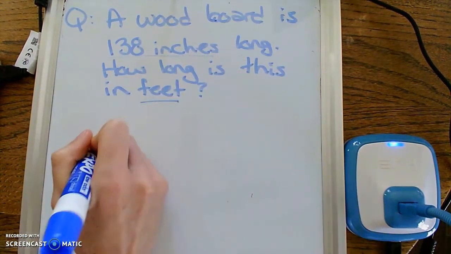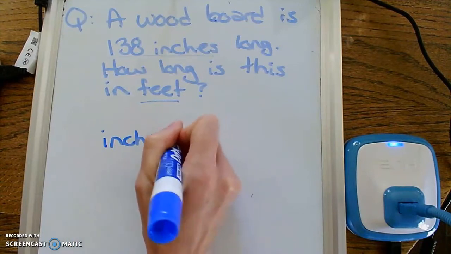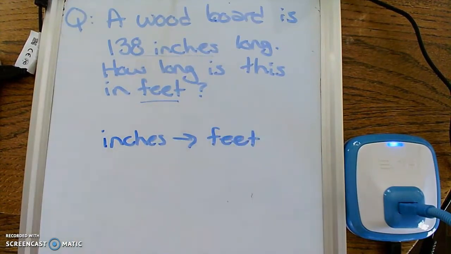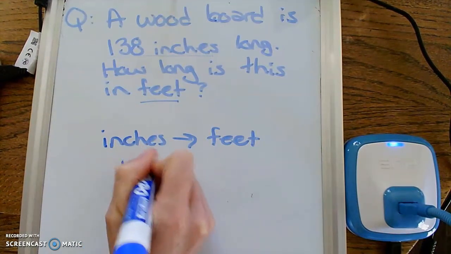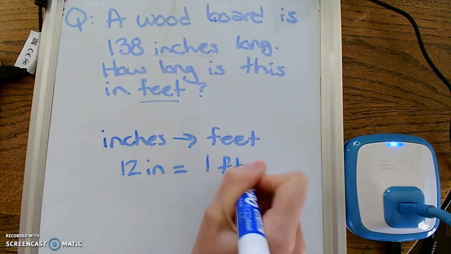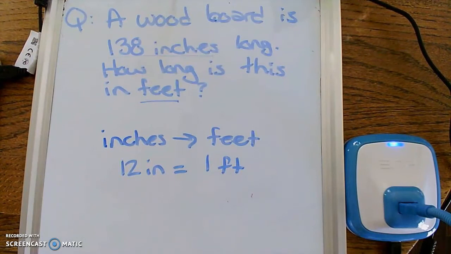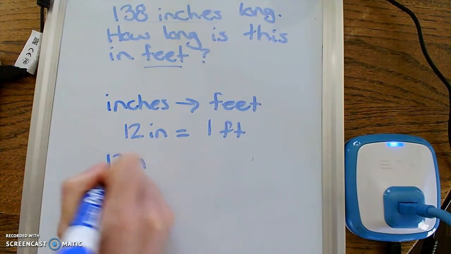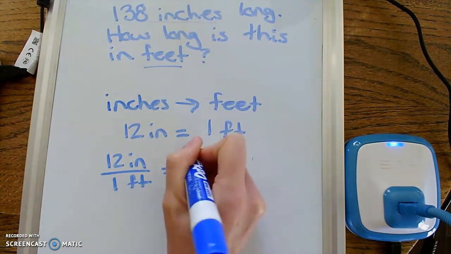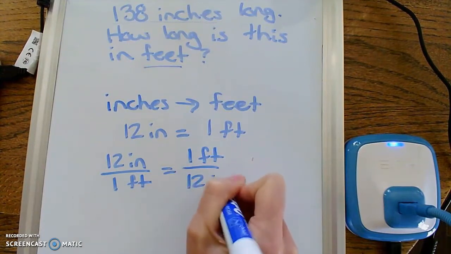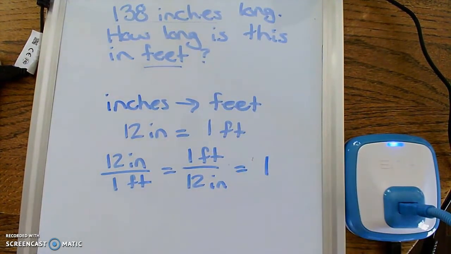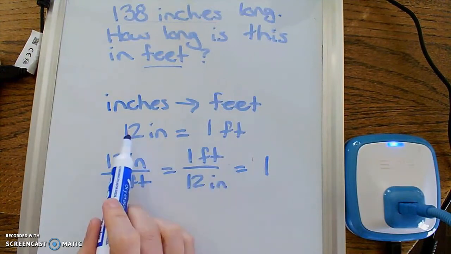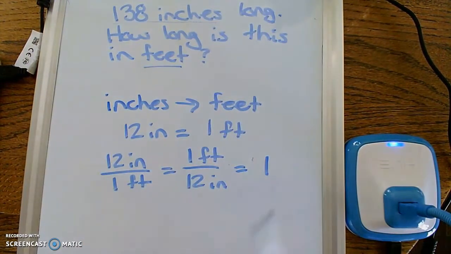So this means we are trying to go from inches to feet. And this is hopefully common knowledge for you all. We all know that there are 12 inches in every 1 foot. So that means we can make two conversion factors from this information. 12 inches over 1 foot equals 1 foot over 12 inches. They both equal 1. Remember, conversion factors always equal 1 because 12 inches equals 1 foot. Anything divided by itself is equal to 1.